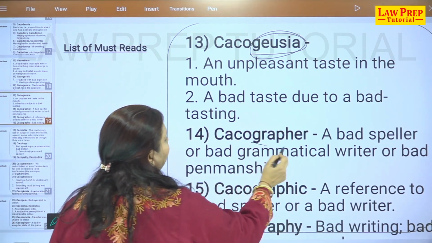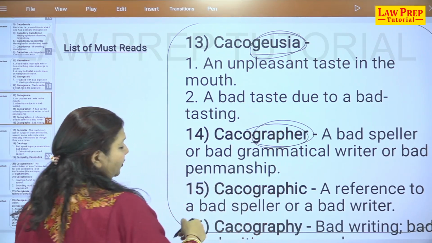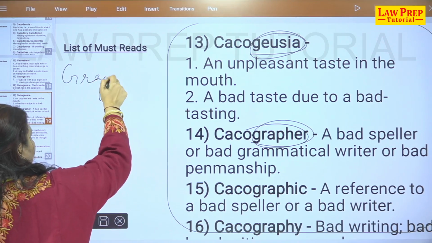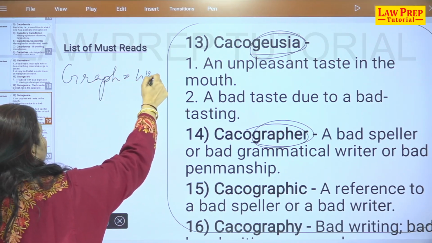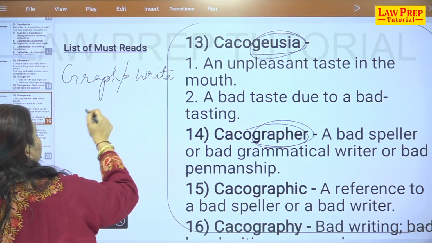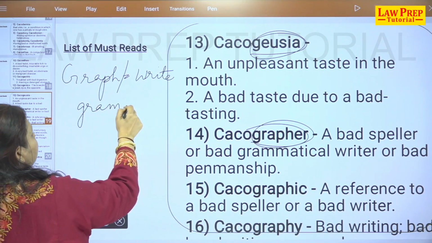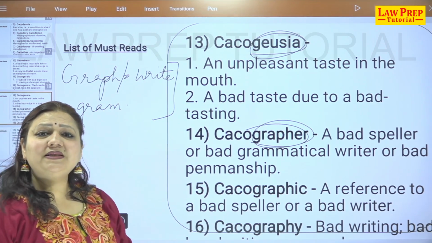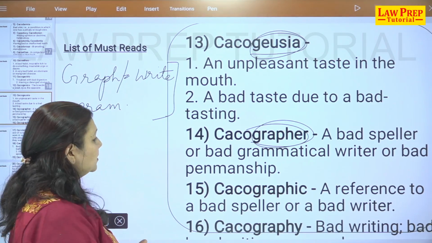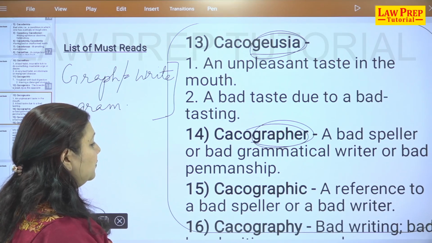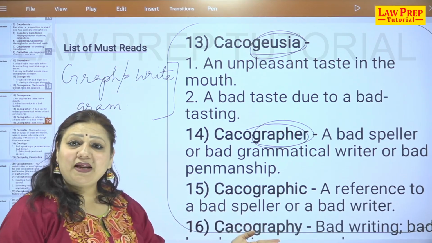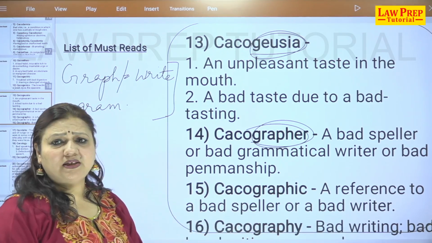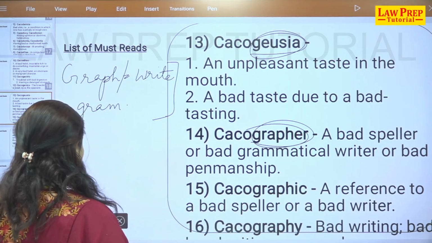Cacographer is a person who is bad in his spellings. Eugrapher is a good person, so this is the root, that is graph, which means right. Gram also means the same in the sense of right. So cacograph and eugraph both mean in the sense of right. Very good. And cacographic would be a person who is bad in his spellings, very bad writer. Cacography is bad writing, right? Very good. To be noted down.